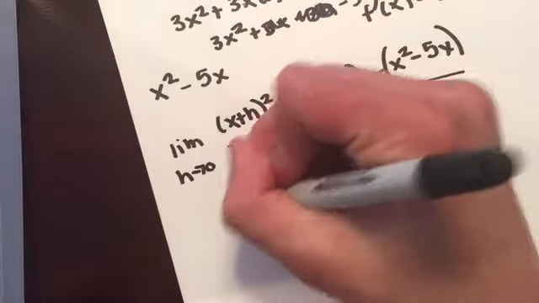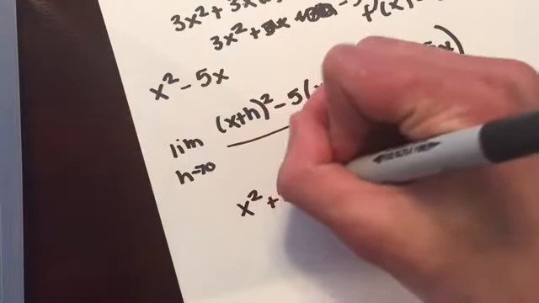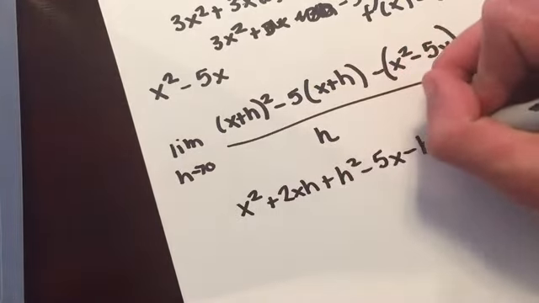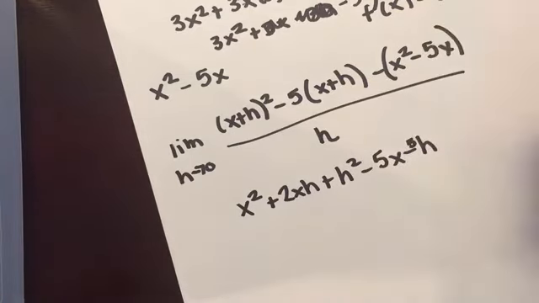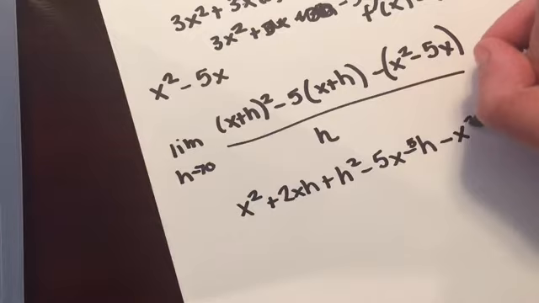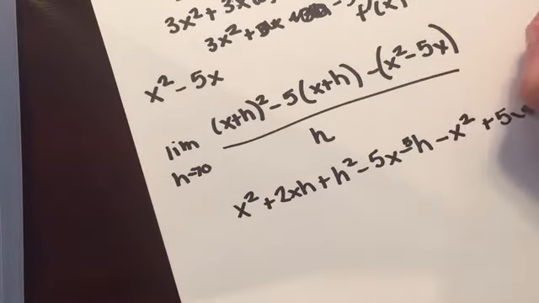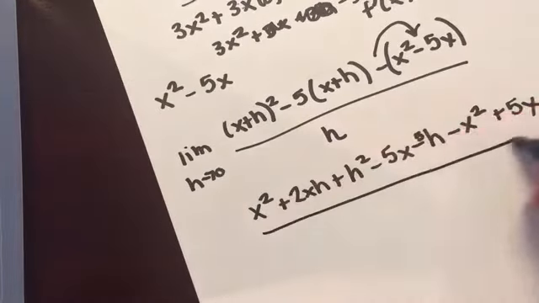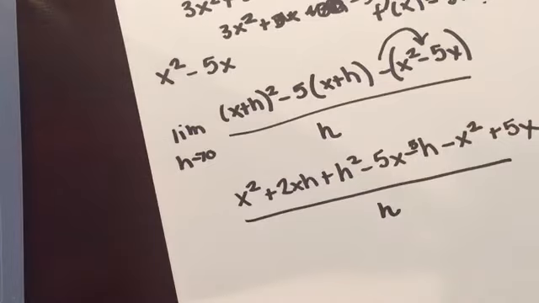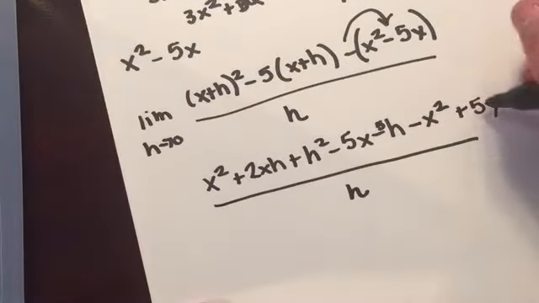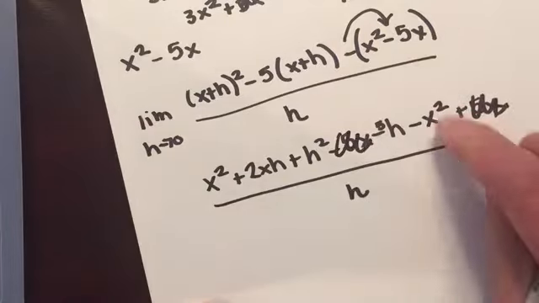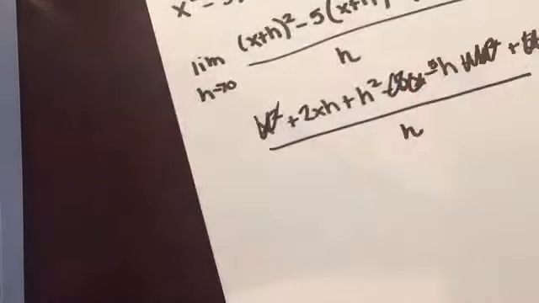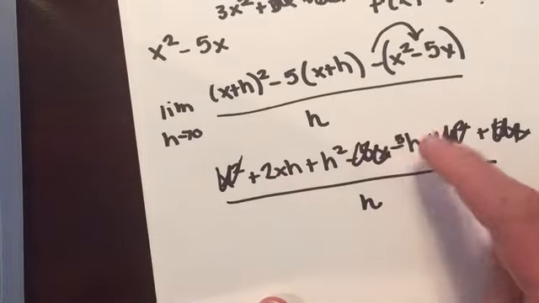So this ends up being x squared plus 2xh plus h squared minus 5x minus 5h minus x squared plus 5x, because we're distributing the negative, so that makes that a positive, all over h. Now we're going to cross out our like terms. Here we have a negative 5x and a positive 5x. These are going to cancel each other out. And then we have a negative x squared and a positive x squared, and these are going to cancel each other out. So you're left with 2xh plus h squared minus 5h over h.